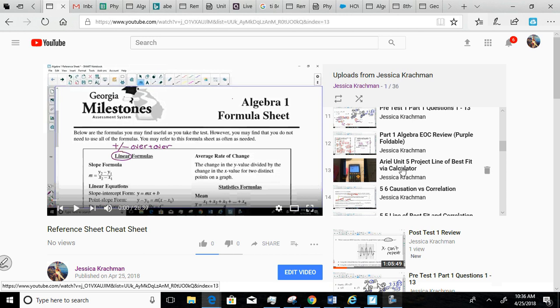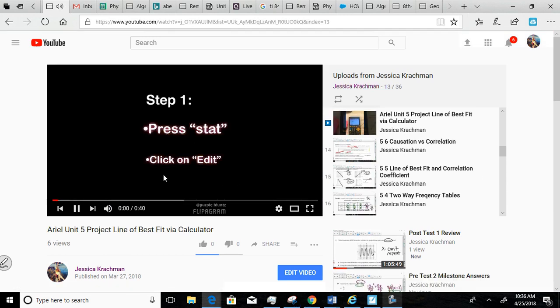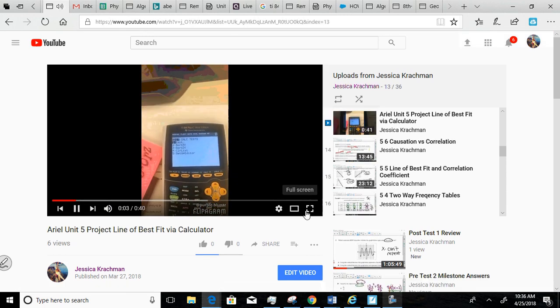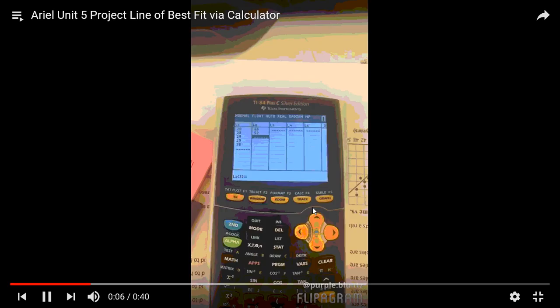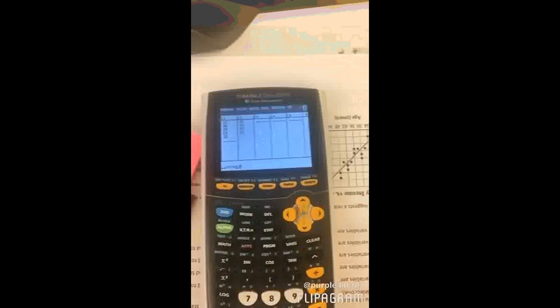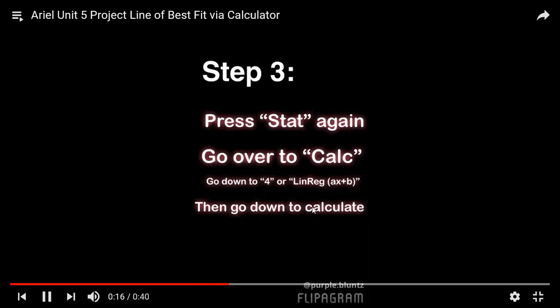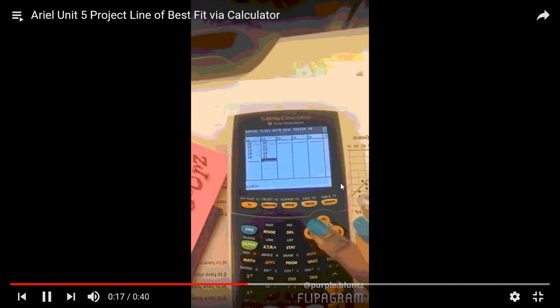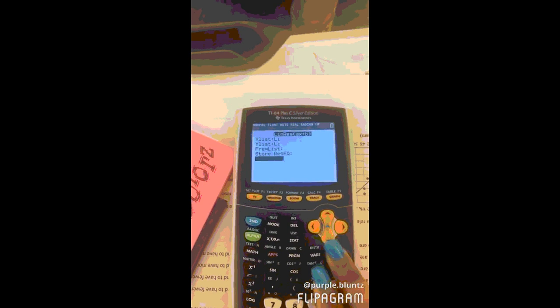Here we go. So here's Ariel's project. If you don't remember this, her project's on here. She explains each thing. Remember when we type our X's into L1, our Y's into L2? Then she says press stat, go over to calc, and go down to 4, linear regression. If you forget how to do it, this is on my channel. And then you go down to calculate.